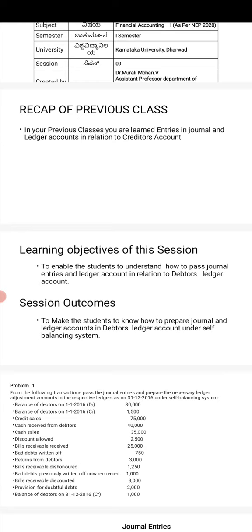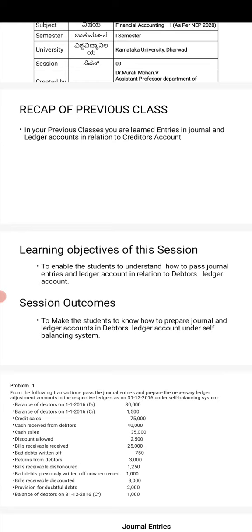sales 35,000, discount allowed 2,500, bills receivables received 25,000, bad debts written off 750, returns from debtors 3,000, bills receivables dishonored 1,250, bad debts previously written off now recovered 1,000, bills receivables discounted 3,000, provision for doubtful debts 2,000, balance of debtors on 31st December 2016, credit balance 1,000.